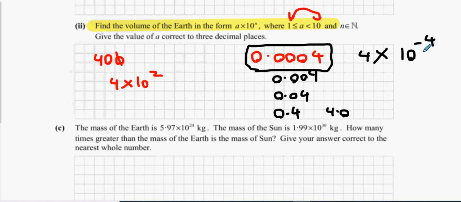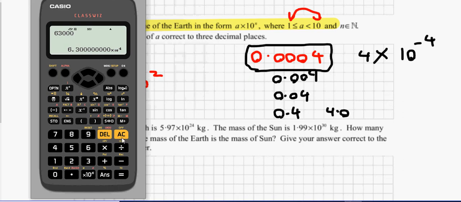If you aren't certain about that, put it into your calculator. Put 0.0004 into your calculator, and you will see that it comes out as 4 by 10 to the power of minus 4. The minus 4 means you're dividing by 10 4 times. You're not multiplying by 10 4 times, you're dividing by 10 4 times.